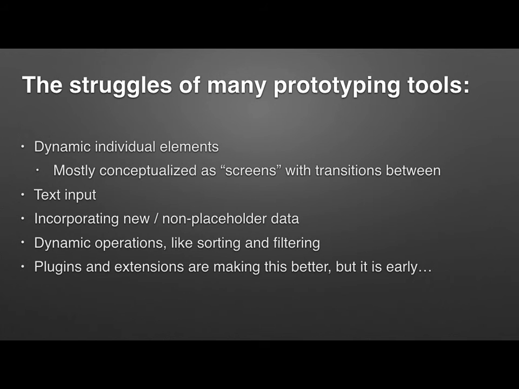But let's just talk about, in general, kind of the struggles of these prototyping tools. So dynamic individual elements are problematic. In a lot of cases, something as simple as a toggle will require you to have a whole new screen with that toggle in a different state. Some of them are able to do specific elements and transitions, but most of them are not. Things like text input, only Justinmind supported that out of the ones I looked at. I'm certain some others do, but it's not something that's there usually.